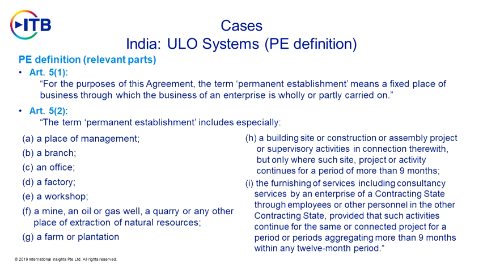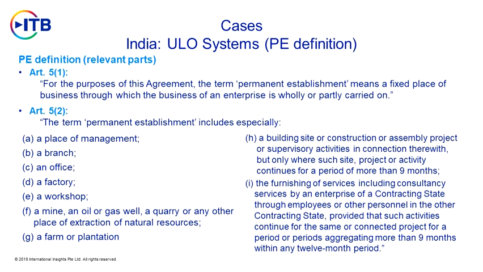For the purposes of this agreement, the term permanent establishment means a fixed place of business through which the business of an enterprise is wholly or partly carried on. And secondly, there's Article 5.2, which relevantly says this: the term permanent establishment includes especially A, a place of management, B, a branch, C, an office, D, a factory, E, a workshop, F, a mine, an oil or gas well, a quarry, or any other place of extraction of natural resources, G, a farm or plantation, H, a building site or construction or assembly project or supervisory activities in connection therewith, but only where such site, project, or activity continues for a period of more than 9 months.